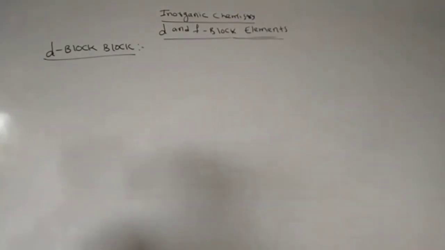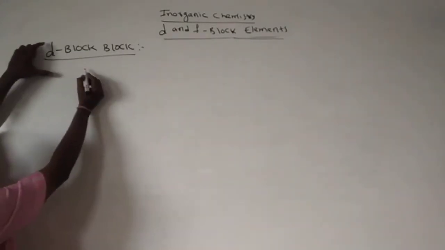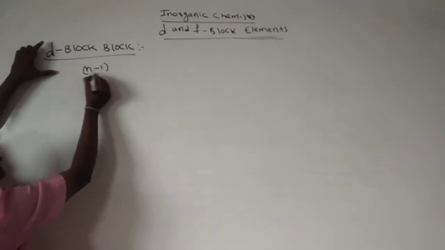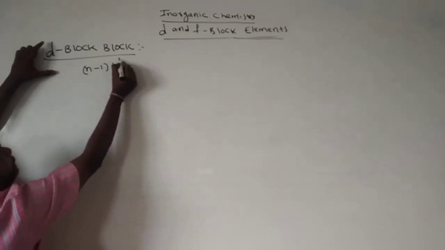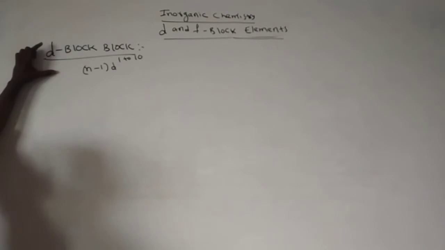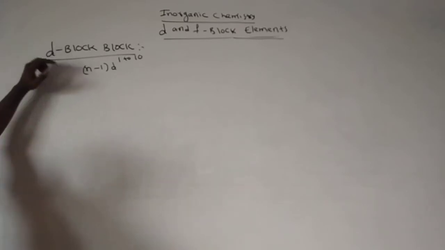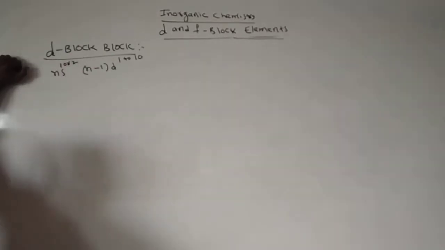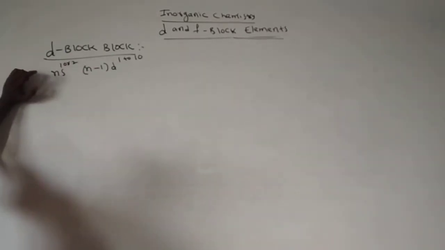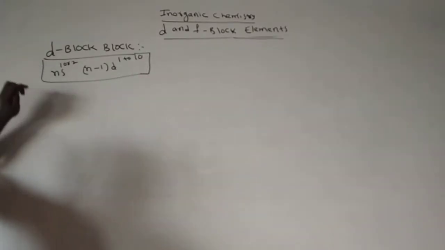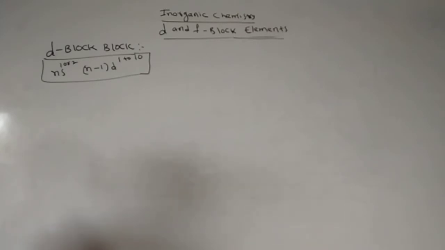The general electronic configuration of d-block elements is another question. Here I am writing (n-1)d 1 to 10, ns 1 or 2. Why 1 to 10? Because there are five sub-orbitals in the d orbital, so it accommodates 10 electrons. That's why (n-1)d 1 to 10, ns 1 or 2. This is the general electronic configuration of d-block elements.